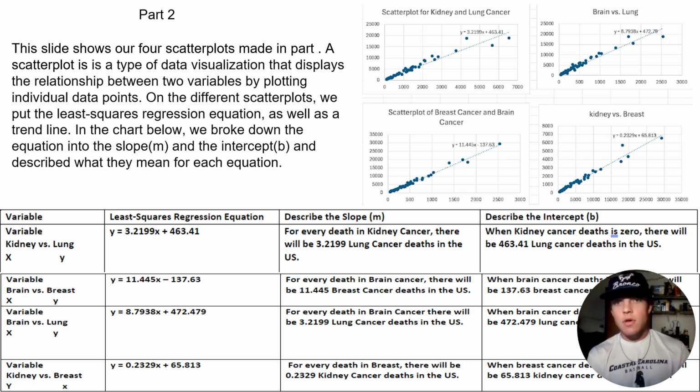So the top 2 scatter plots are, on the left, kidney and lung cancer, and on the right, brain and lung. And the bottom have breast cancer and brain cancer, and then the bottom right is kidney versus breast.